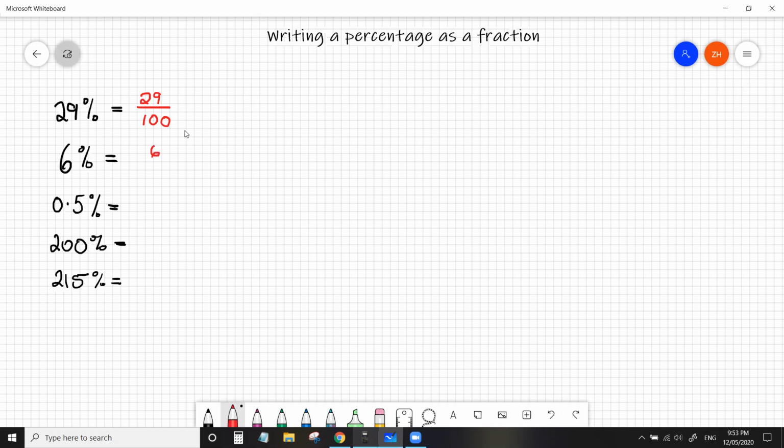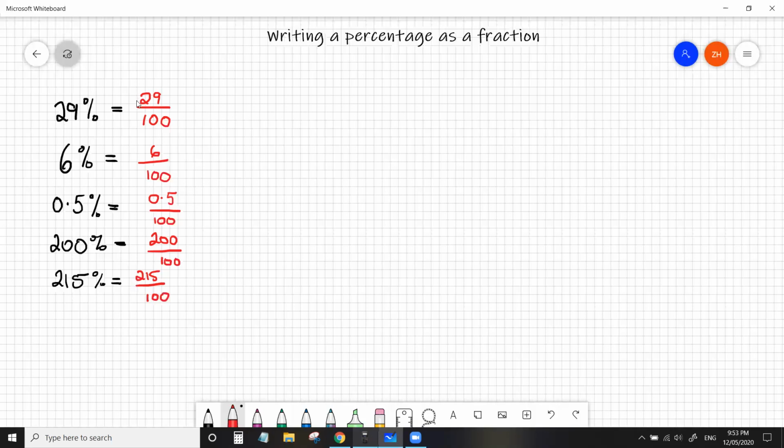6% is the same as 6 over 100. 0.5%, 0.5 over 100. Now that doesn't look like a very nice fraction, but we're going to come back and simplify some of these. At the moment, 200% is 200 out of 100. And 215% is 215 out of 100.